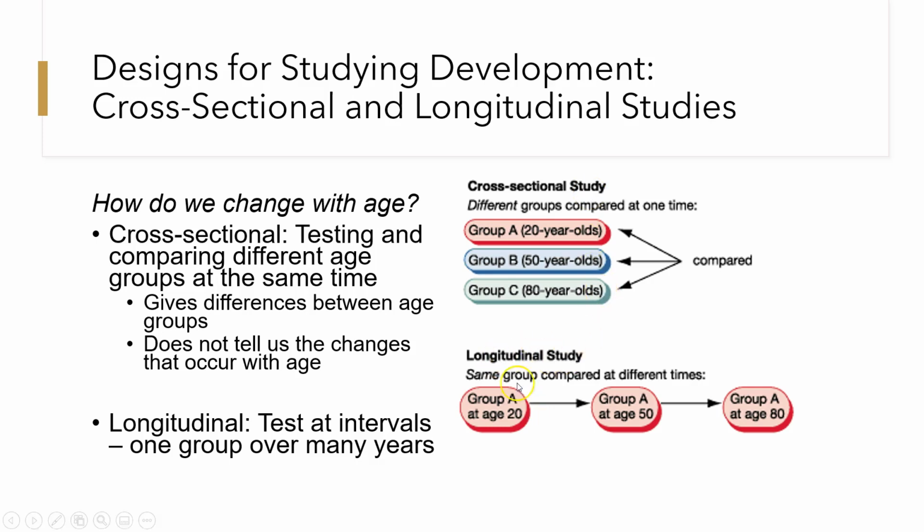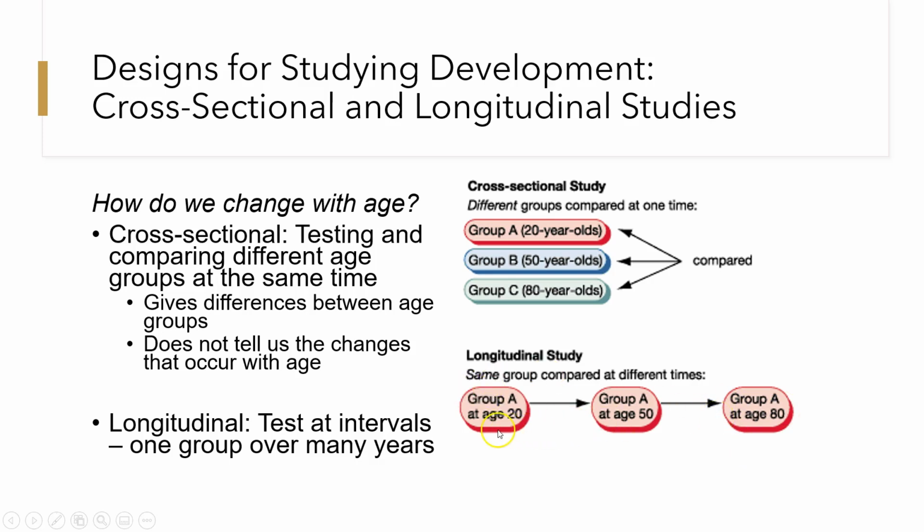Now, a longitudinal study is where you study the same group of people at different time points. So you get a bunch of people right now who are 20 years old, and you give them a memory test. Then you find the same people again 30 years later when they're 50, and give them the same memory test. And then you find the same people again 30 years later when they're 80, and you give them the same memory test. And now, if you see that they do worse at age 80 than they did at age 20, you can say that age causes this decrease in memory, because you're looking at the same people.